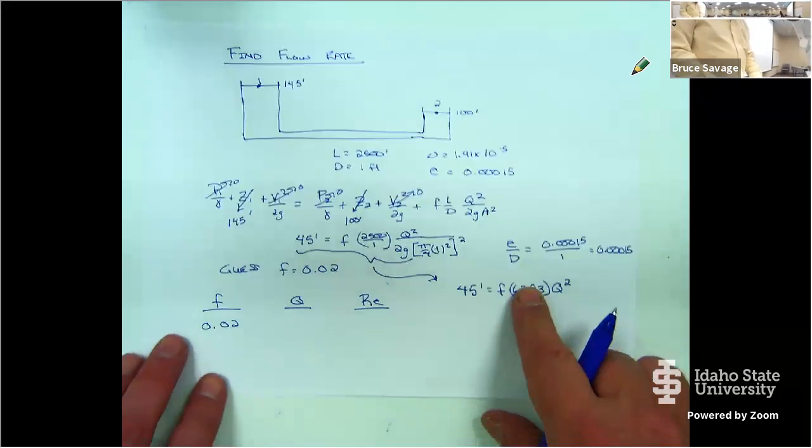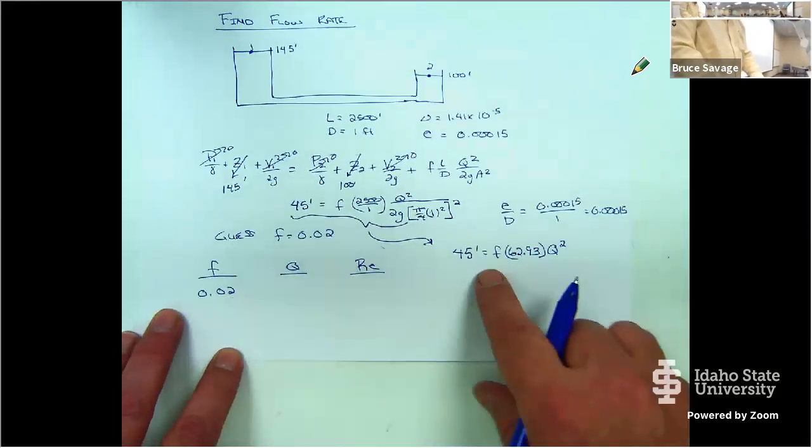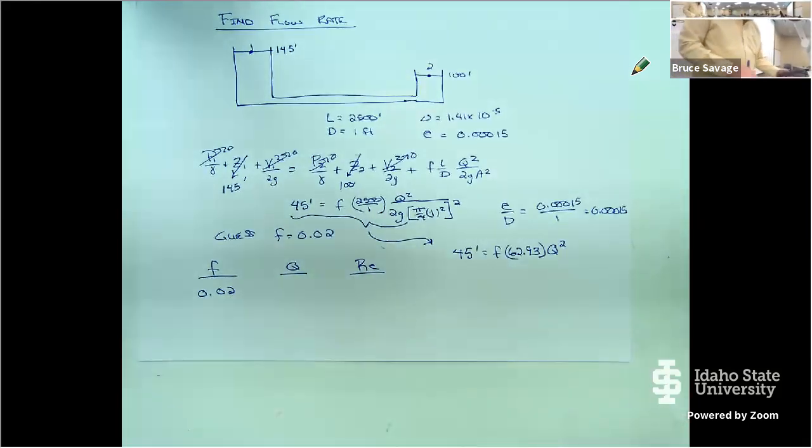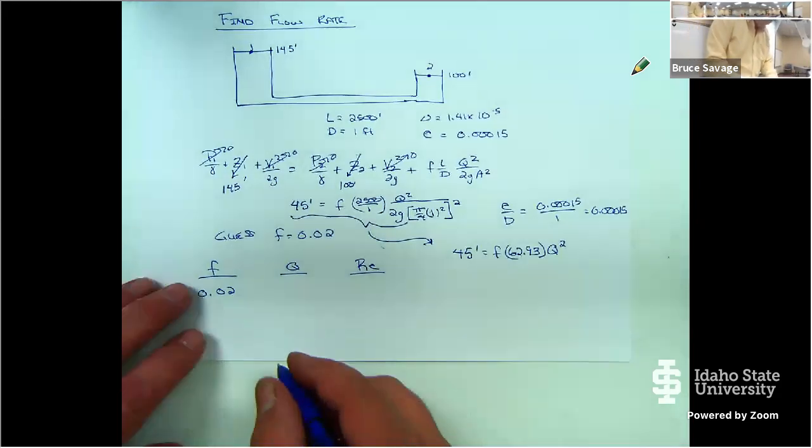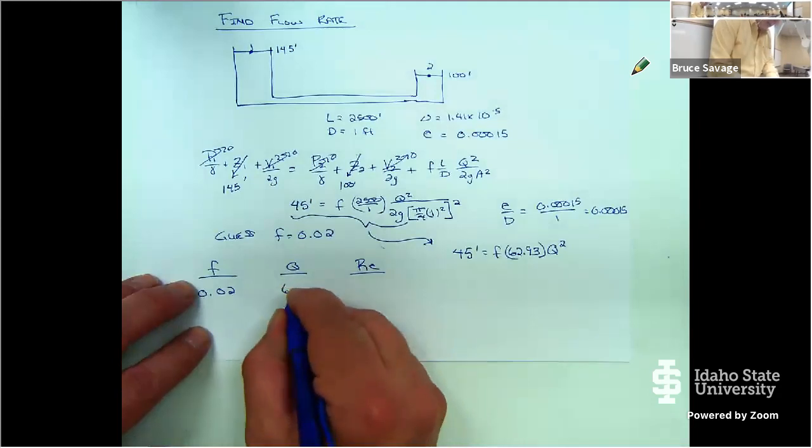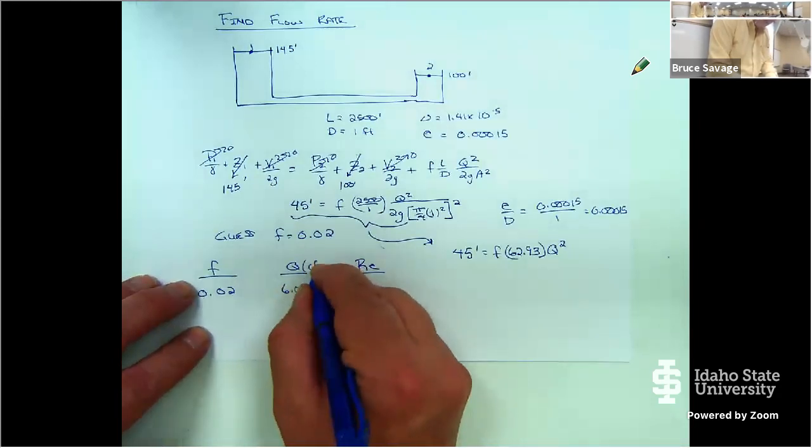Okay, so I've got this equation right there. So now if I take that friction factor, I can plug it in there. So 0.02, and I multiply that by that, and I divide that over into 45. Take the square root of that, and that tells me then my flow rate is, well, that's close enough to 6. I'm just going to call it 6 cubic feet per second.